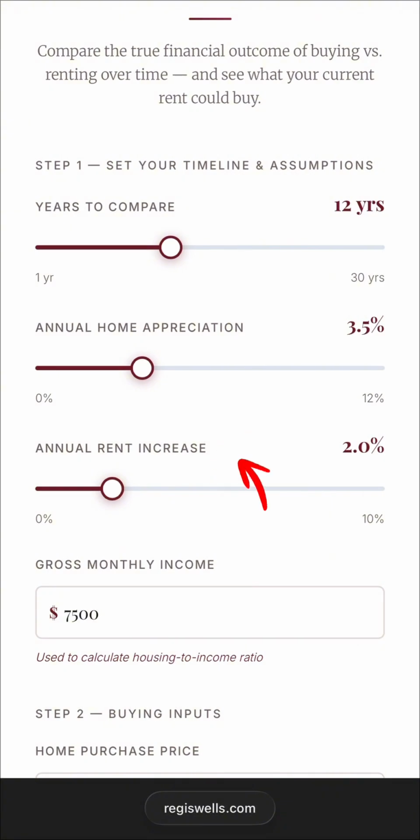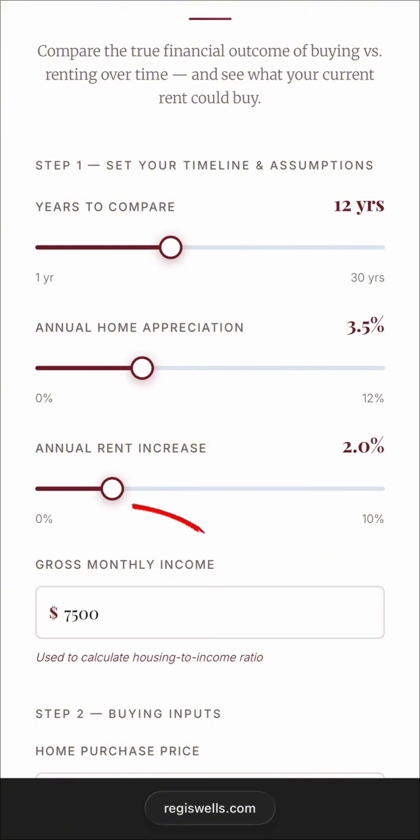Then we have the annual rate increase. This defaults to 3% and represents how much rent is likely to climb each year. It may feel small, but compounded over 7 or 10 years, a 3% annual increase adds up significantly. This field makes sure the renting scenario doesn't stay frozen at today's rent. It grows realistically over time.